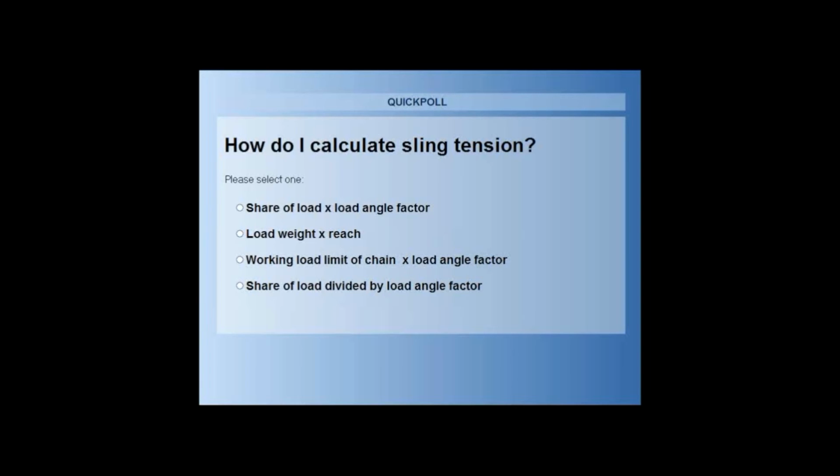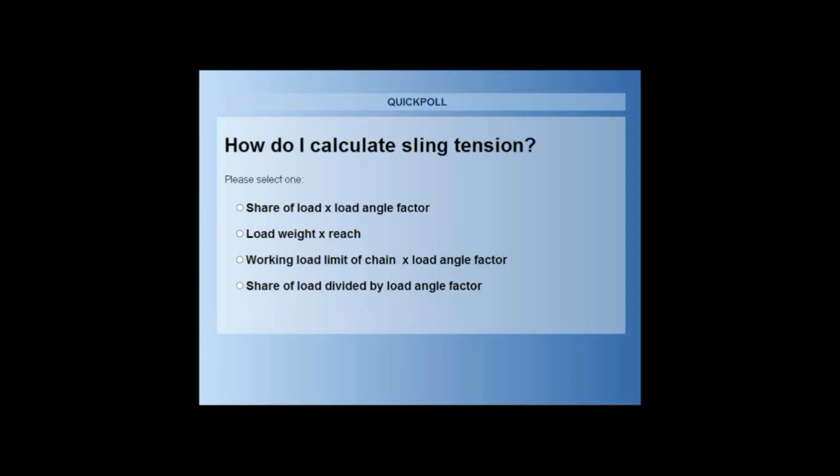All right, looks like a little bit more than half have voted. More people are voting. Thank you for doing that. Okay, looks like half feel the first answer. 3% think load weight times reach. About 25% think working load limit of chain times load angle factor, and the last is also 25%. So it looks like we're split all across the answers. Can you let everyone know what the correct answer is, Peter?